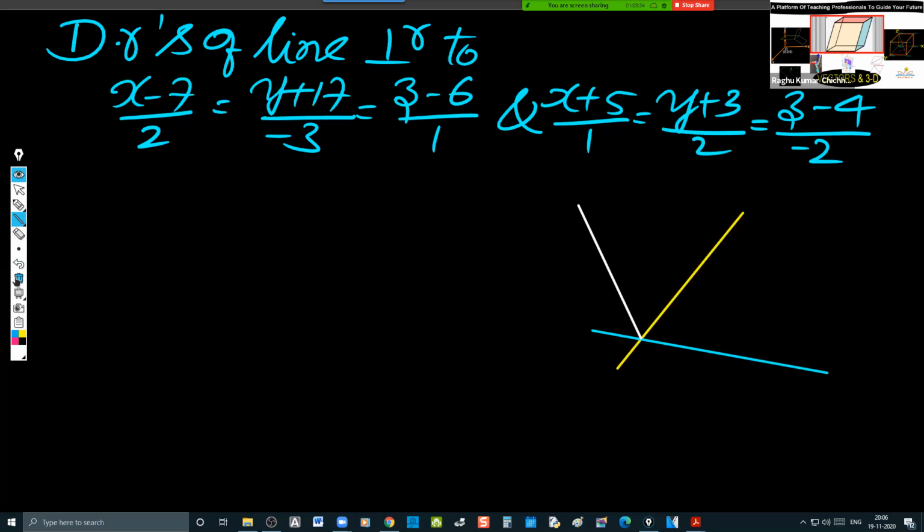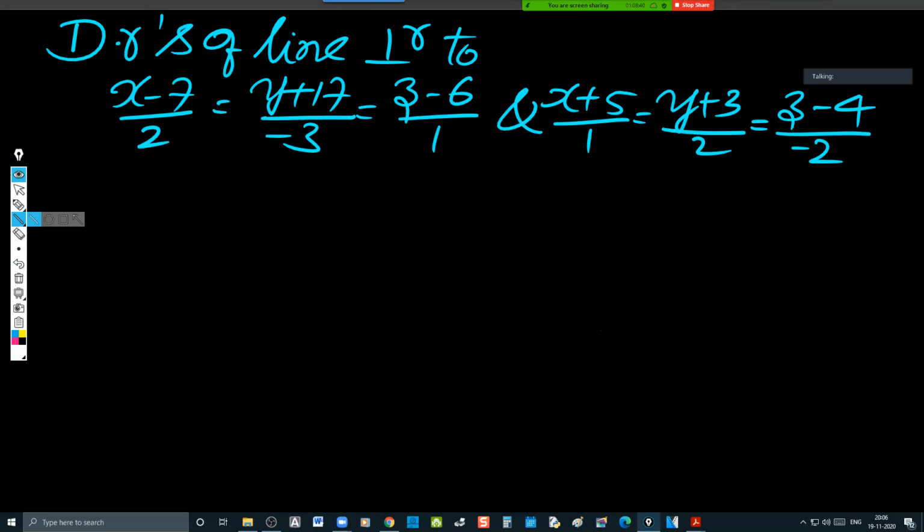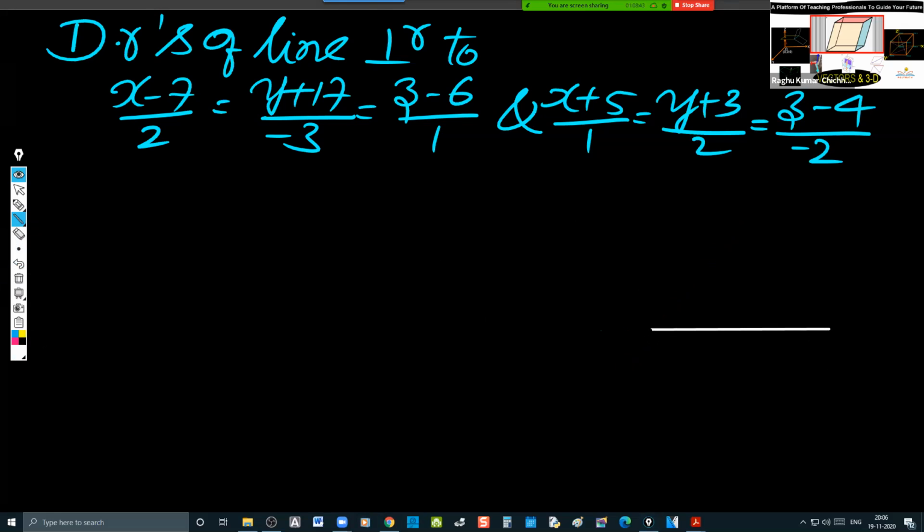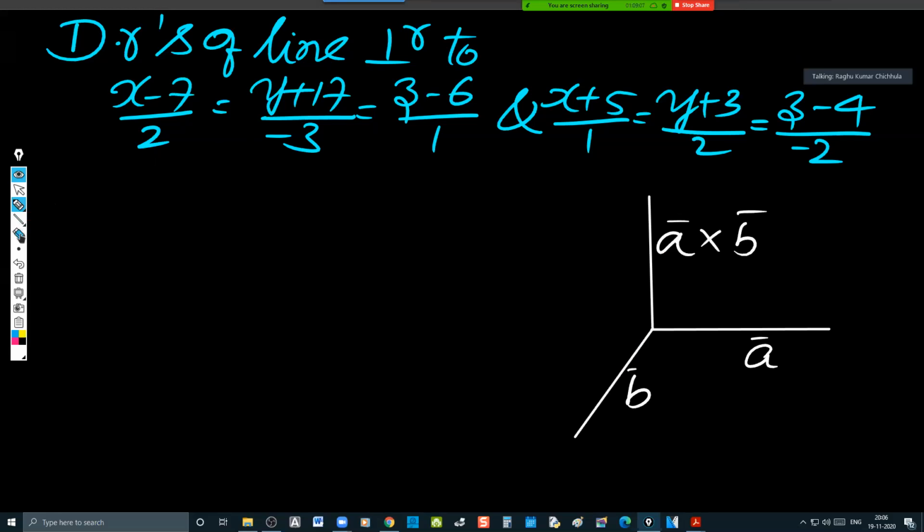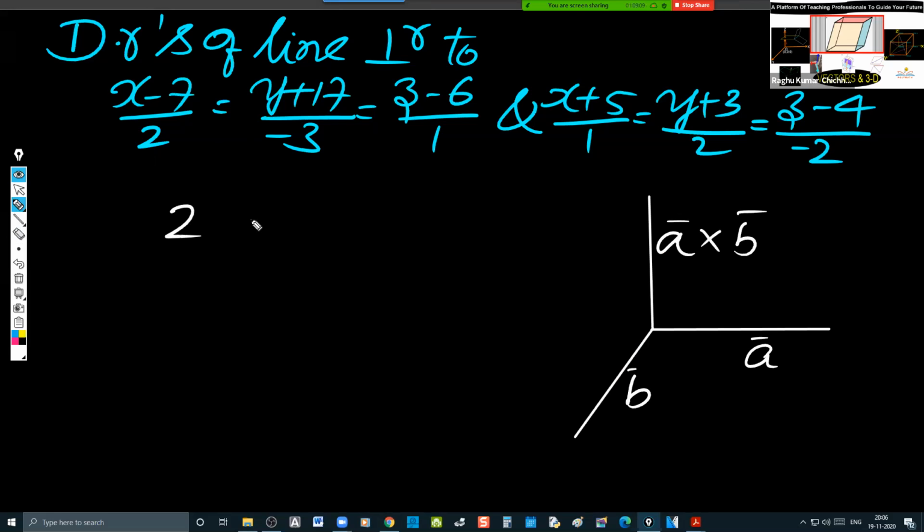That's not the perfect diagram, but somewhat, I'll do it like this. These are the two lines. This is the perpendicular. So if I say this is A bar and this is B bar, this is simply A bar cross B bar. Correct, no? What are the DRs of A bar here? 2, minus 3, 1. What are the DRs of B bar here? 1, 2, minus 2.